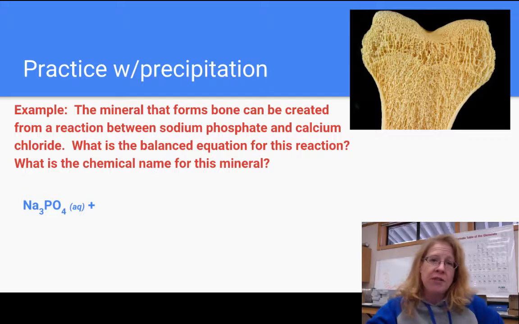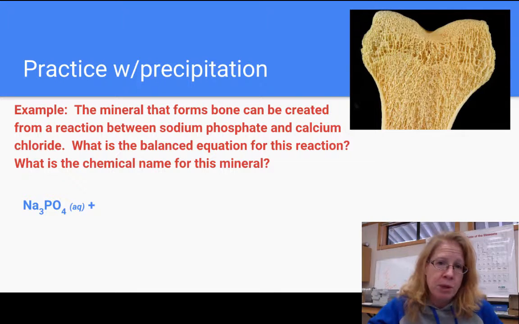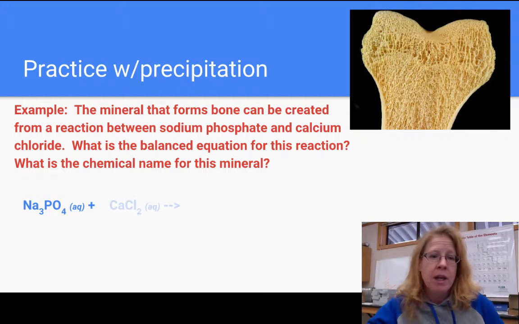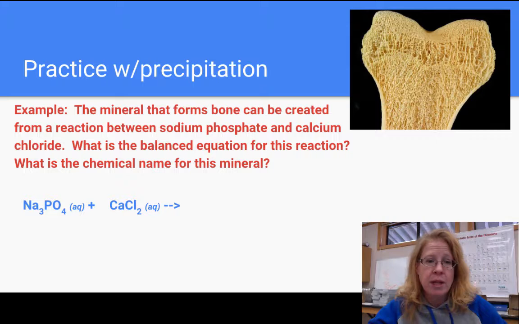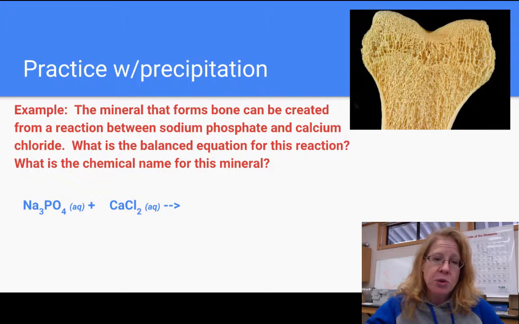So here's sodium phosphate, Na3PO4. Remember, sodium is a 1+, and phosphate is a 3-. Phosphate's PO4. The second thing is calcium chloride. Calcium's a 2 plus and chlorine's a 1 minus. That's where that little 2 comes from in there. And then they're going to switch partners.